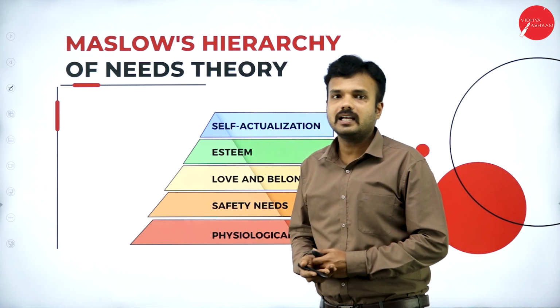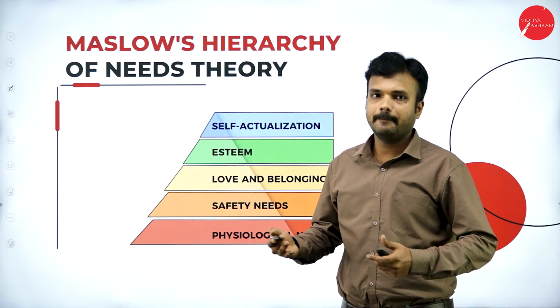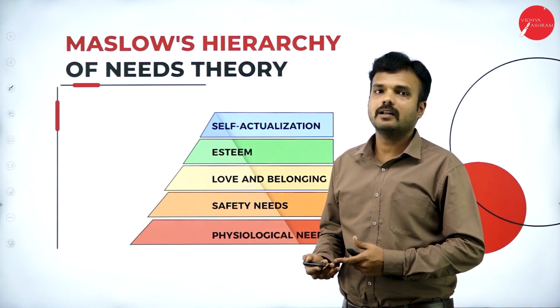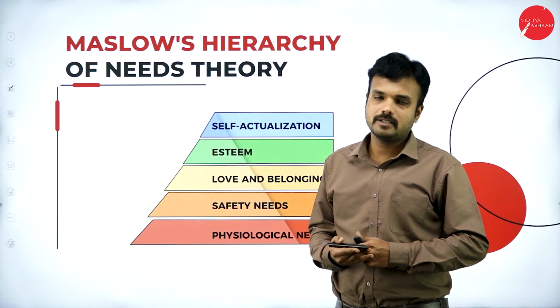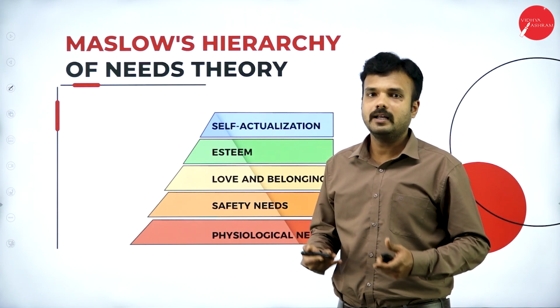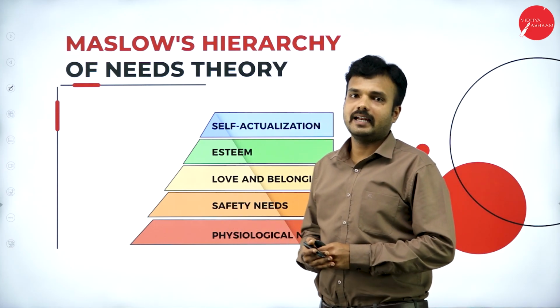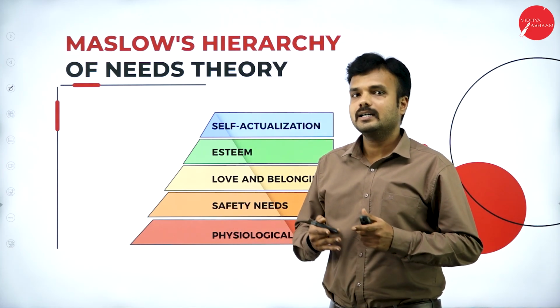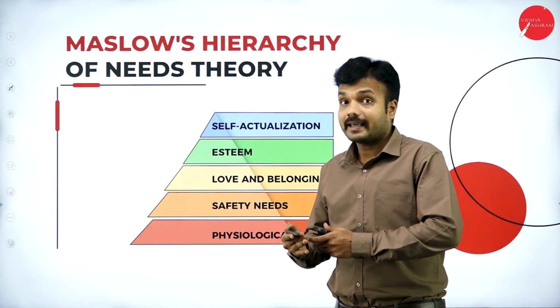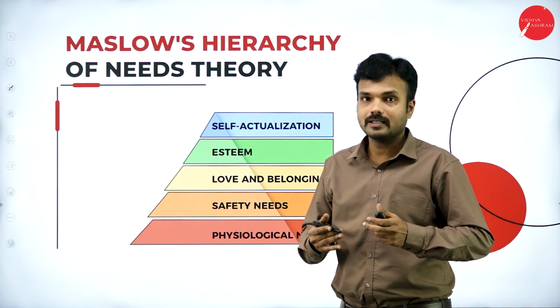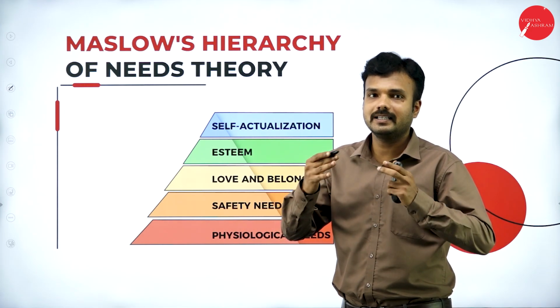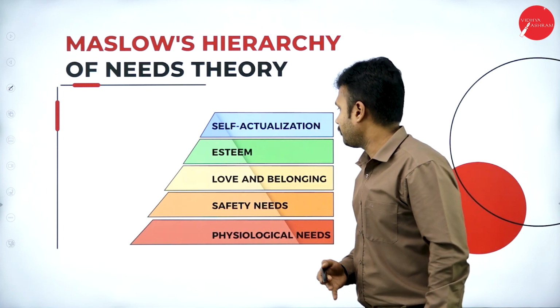Physiological need is nothing but a basic requirement that is needed by individuals. It may be food, fodder and shelter. And then, a safety need. Safety need means job security, health insurance, right? It is the security that the individual needs for his lifetime.